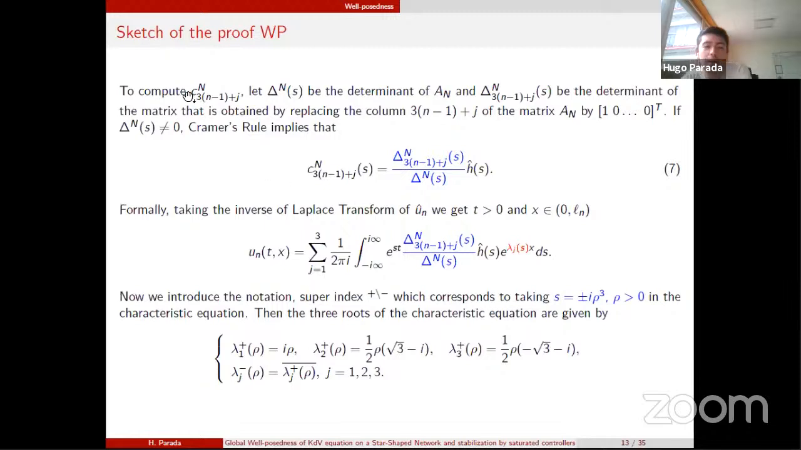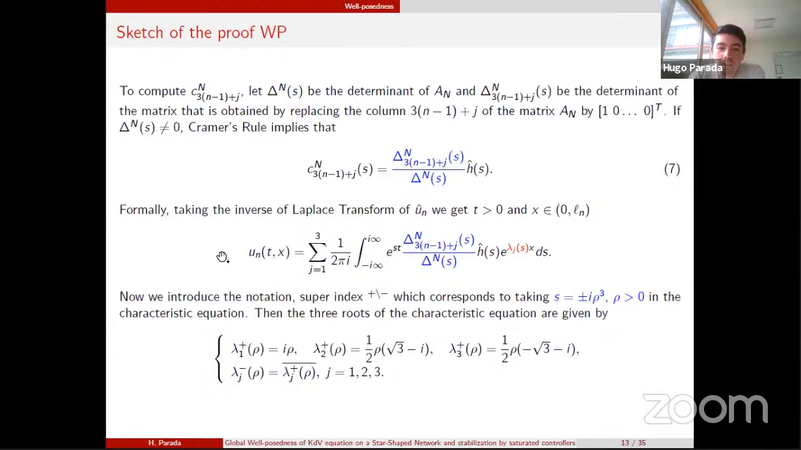Okay, now we are going to give a formula to compute these coefficients. I want to explain why in later minutes. So we define delta_n, the determinant of the matrix that I defined. And this delta_n^{3n-1+d} will be the determinant of the matrix A_n, but we replace one column by 1, 0, 0, 0, 0, by this one. Basically, it is to apply Cramer's rule. If we apply Cramer's rule, we can show that the coefficients that we are studying are given by this division multiplied by the control h. And formally, if we take the inverse of the Laplace transform, we derive this formula for u_n, for the component solution. So why is this important?